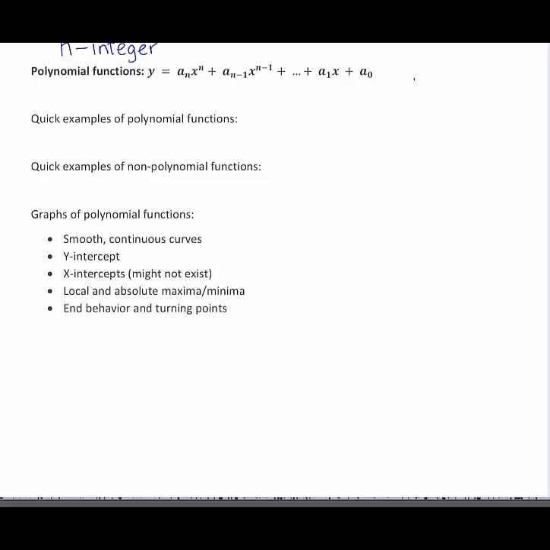N is an integer. What does that mean? What can n be? N can be 1, 2, 3, and so forth, right? We of course will talk about finite degree polynomials. The degree of the polynomial would be the highest power of x. So degree is the highest power of x. So that's your maximum power.